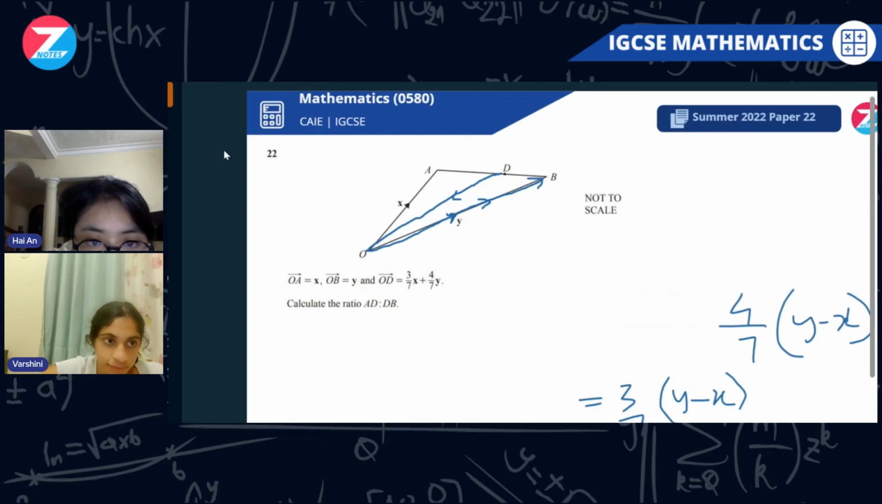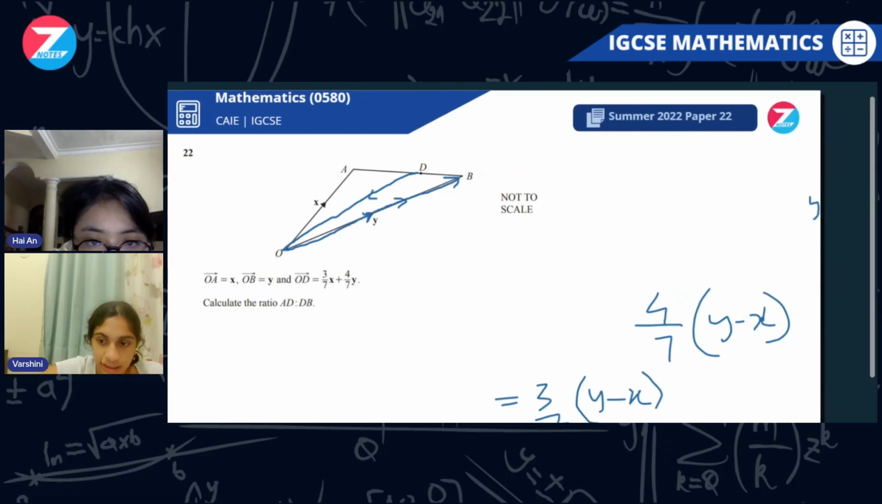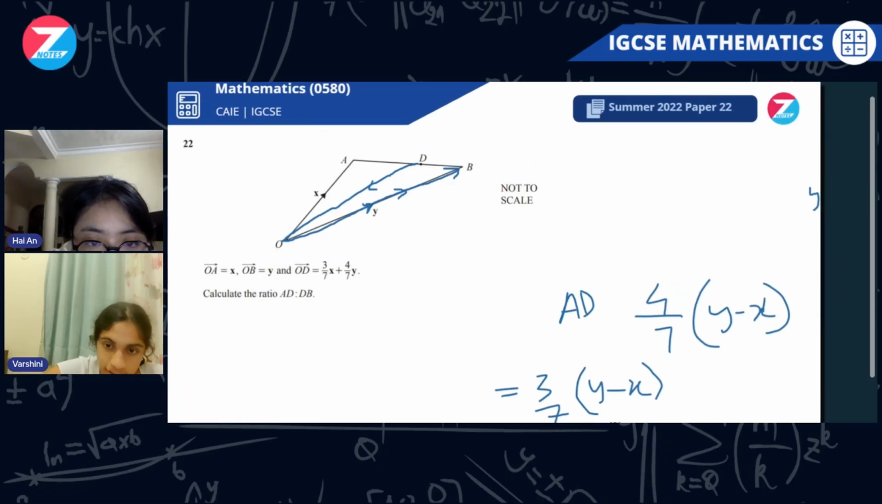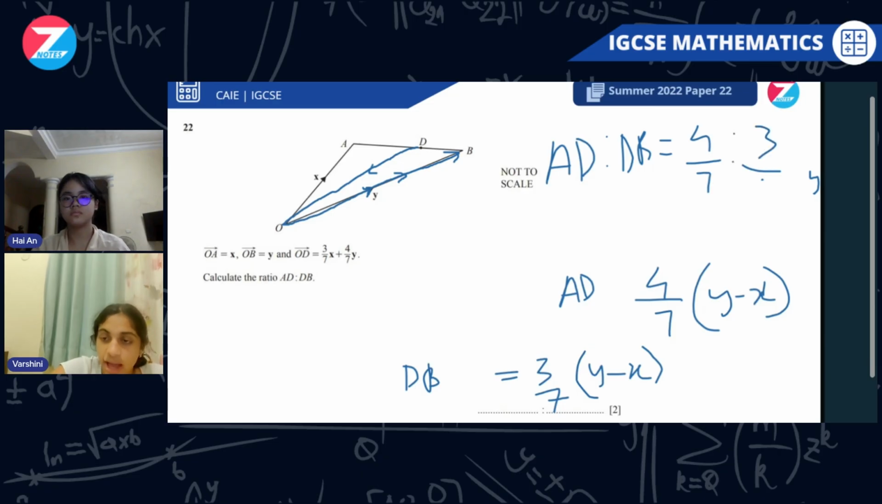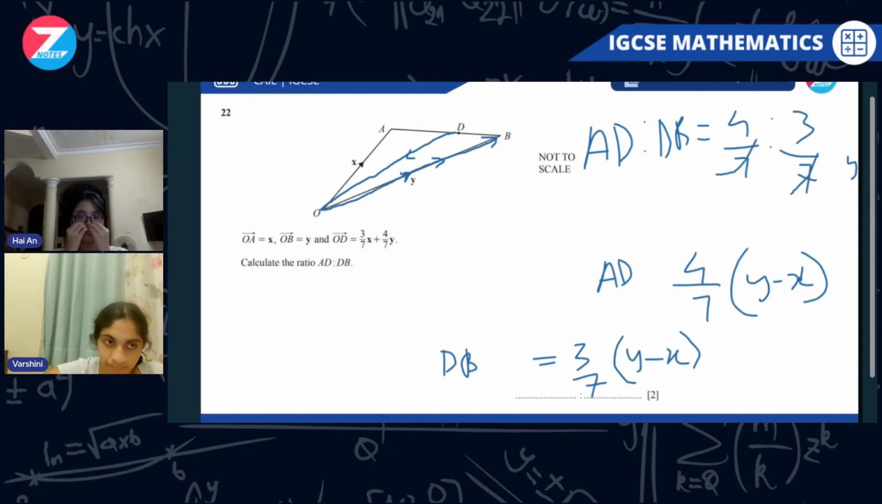Okay, now that we have what we need, we can see that this is AD, and this over here is DB. So we can see that y minus x and y minus x are the same, so we can literally just cancel them out. We know AD to DB is going to be equal to 4 by 7 is to 3 by 7. And again, 7s are both in the denominator, so this isn't relevant. They're the same thing. Just how we cancel out y minus x, we can cancel out 7. So AD to DB is just going to be 4 is to 3.